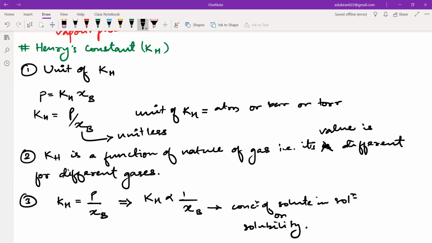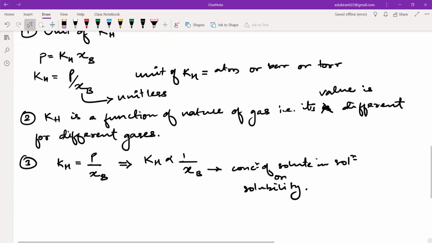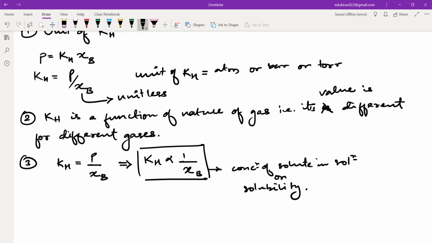It means that KH will be directly proportional to solubility or inversely proportional to solubility? Inversely proportional to solubility. So you can write this: KH is inversely proportional to chi B, that is the solubility here. And we can also write, if KH is high, solubility is low. Is that clear? Yes or no? Okay, now the third point is done.